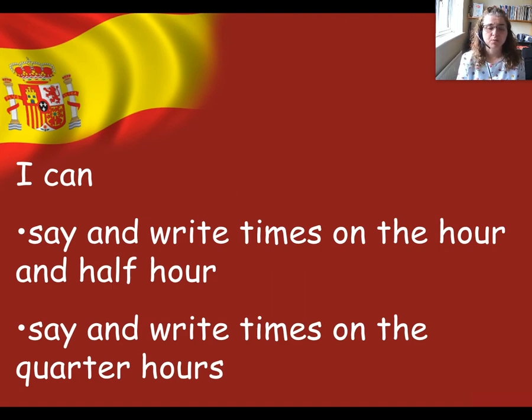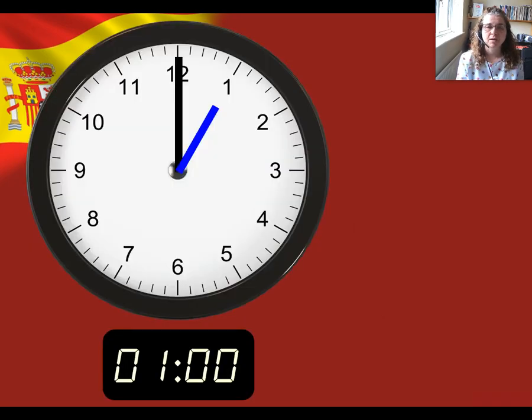So, today we're first of all going to be recapping how to tell the time on the hour and the half hour, and then we're going to find out how to tell the time when it is the quarter hour, so to say that it's either quarter past or quarter to. Let's recap first of all how to tell the time when it is something o'clock. See if you can join in with me.